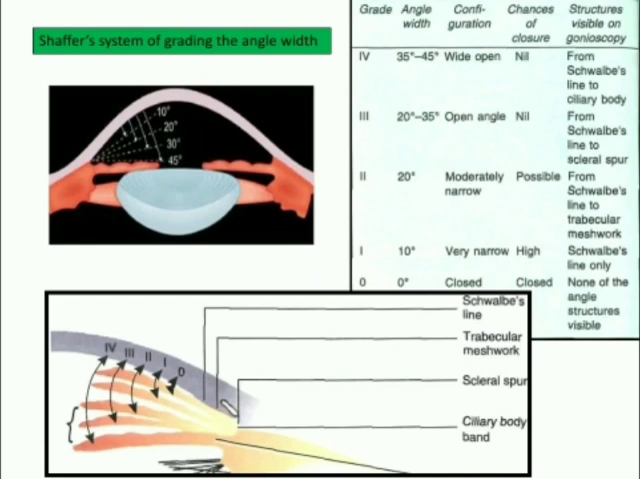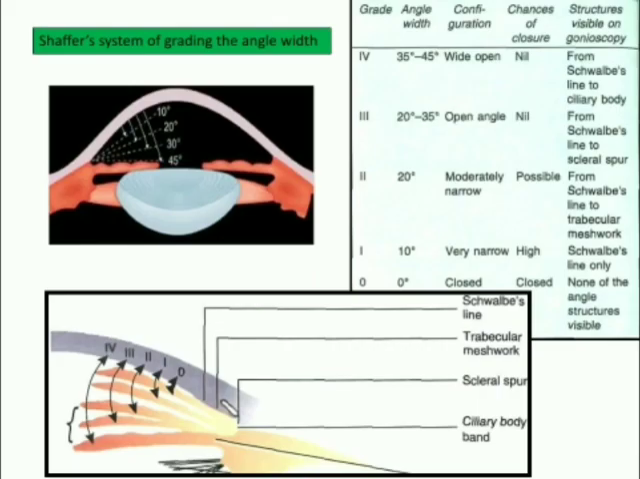A grade 3 is a comparatively narrower angle where only three structures of the anterior chamber angle are observed by a gonioscope. So in a grade 3 angle, only Schwalbe's line to scleral spur is visible, and the ciliary body is not visible. A grade 2 is a further narrower angle. A grade 1 angle is a very narrow angle where only Schwalbe's line can be observed with the help of a gonioscope. So this grading system is very important and an essential workup tool while assessing patients for glaucoma.